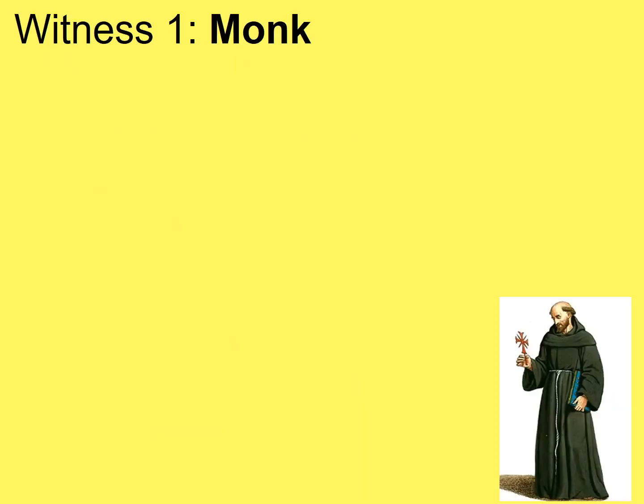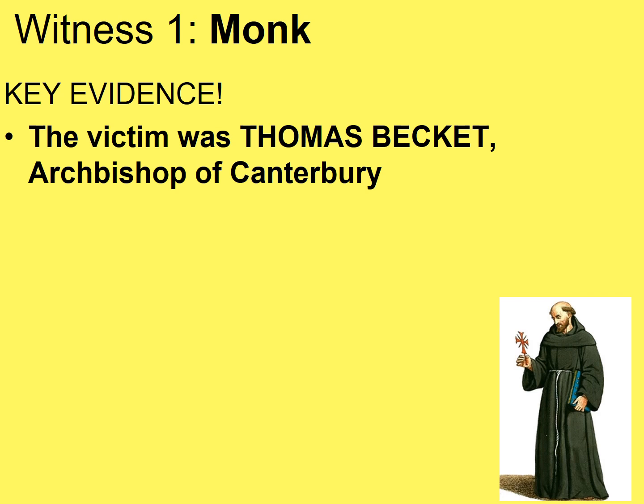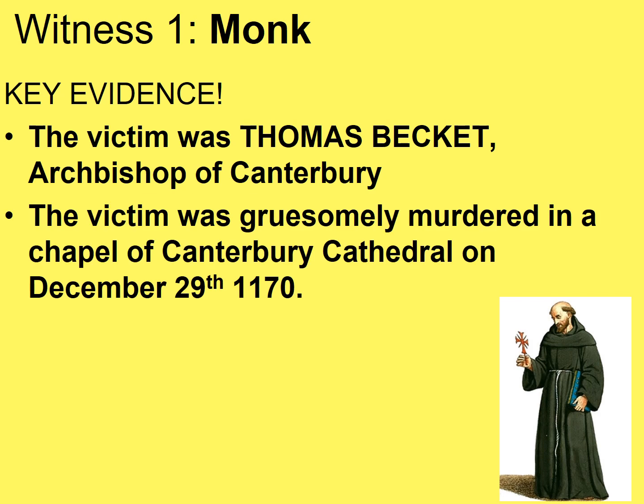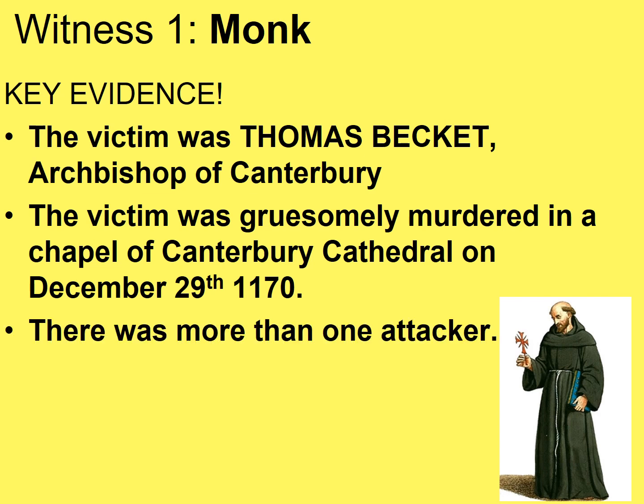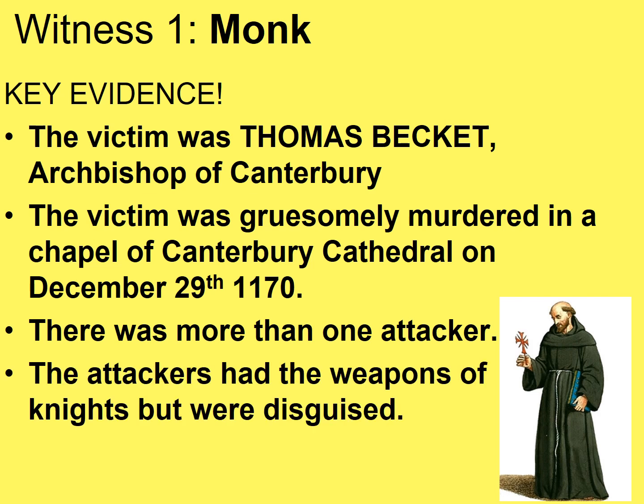Let's have a look at the key evidence that we've gathered then. The victim was Thomas Becket, the Archbishop of Canterbury. We may have already got that information. Also, we may have already got that the victim was gruesomely murdered in a chapel of Canterbury Cathedral on December the 29th of 1170. It seems that the monk mentioned that there was more than one attacker, possibly 4. The attackers had the weapons of knights, but they seemed to be disguised, perhaps hiding their weapons underneath their robes. Alright, make some additions to your notes now, so that you've got everything that you need before we call the next witness to the stand. Pause the video while you do that.